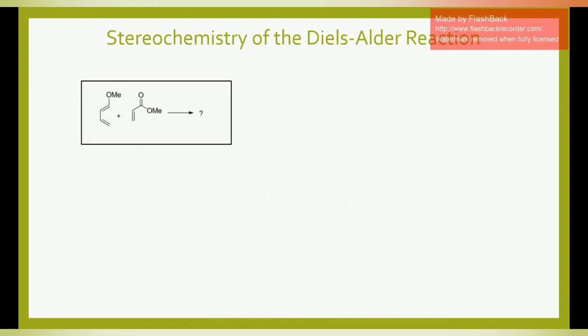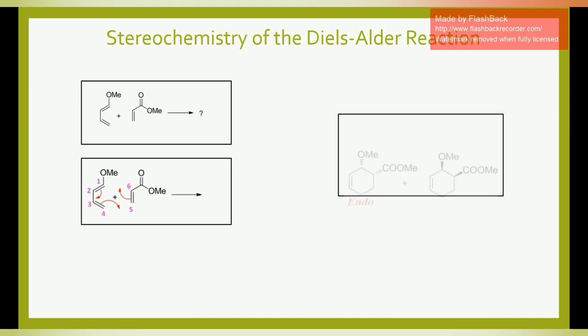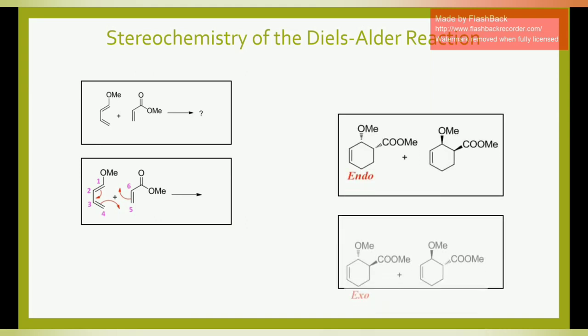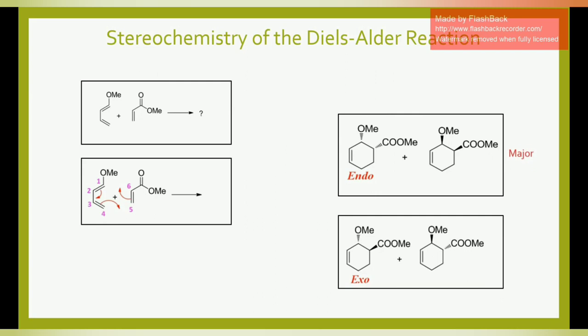Let's take the example of 1-methoxy-1,3-butadiene with methyl acrylate. After the Diels-Alder reaction, the skeleton of the product will look like this.